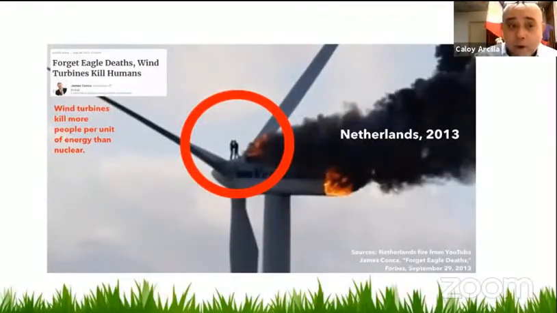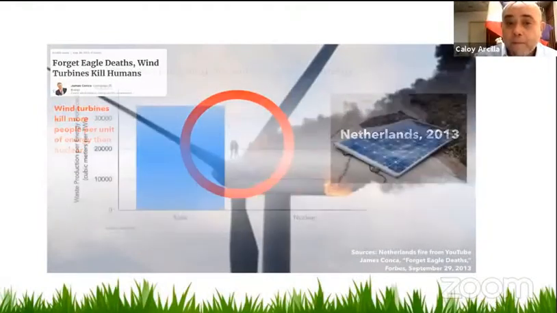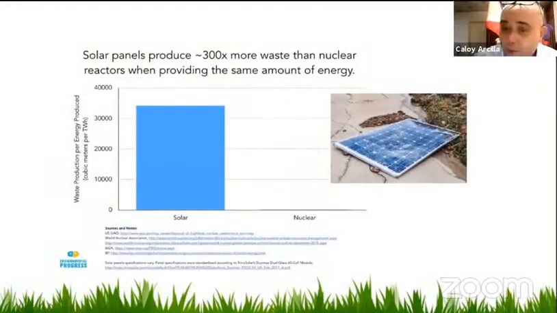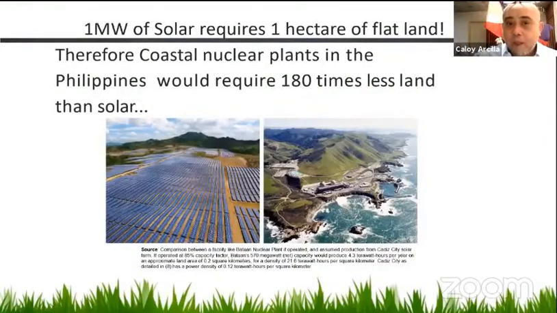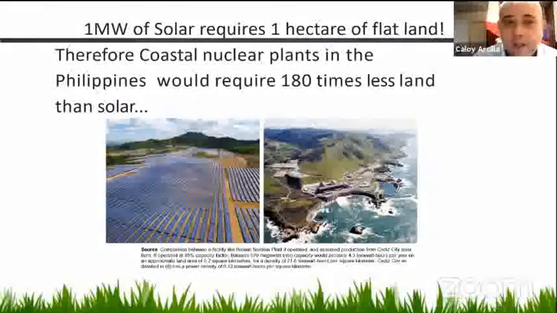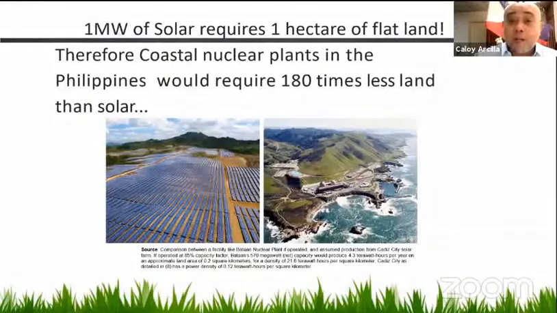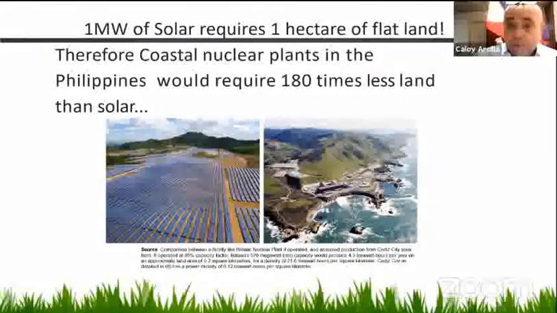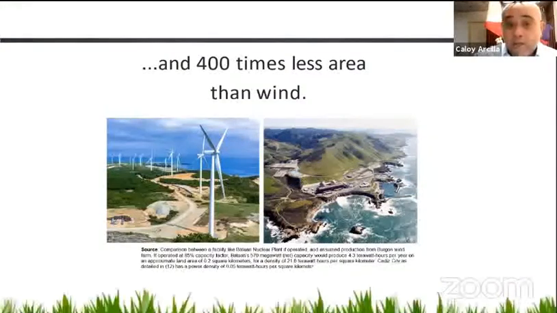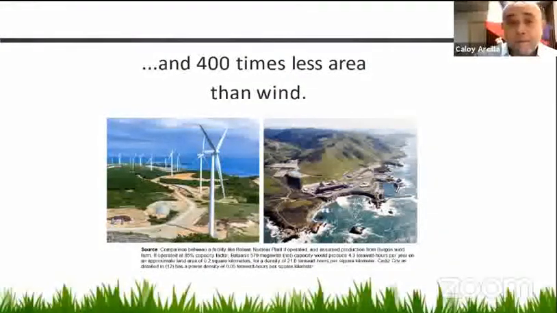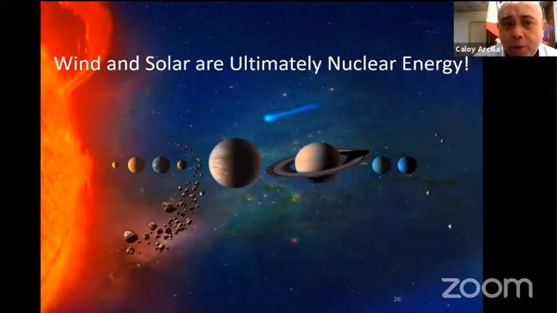And by the way, wind actually kills more people per unit of energy than nuclear, very much so. And this is a tragic photo of people trapped in a windmill. And solar panels produce a lot of waste too, compared to nuclear by volume. Very important, 1 megawatt of solar requires 1 hectare of flat land. Therefore, a nuclear plant in the Philippines will require 108 times less land than solar, which will probably be agricultural land, and 400 times less area than wind.